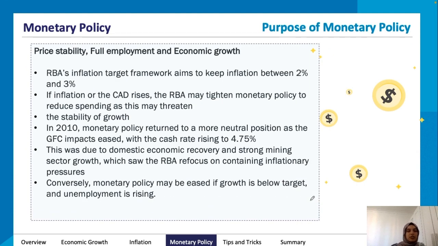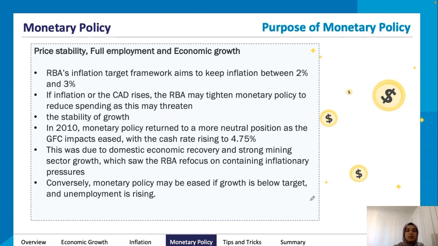Okay, so price stability, full employment, and economic growth. The RBA's inflation target framework aims to keep inflation between 2% and 3%, like we talked about. So they have a goal, a target of basically ensuring that inflation stays between 2 and 3%. Anything higher or anything lower is detrimental.